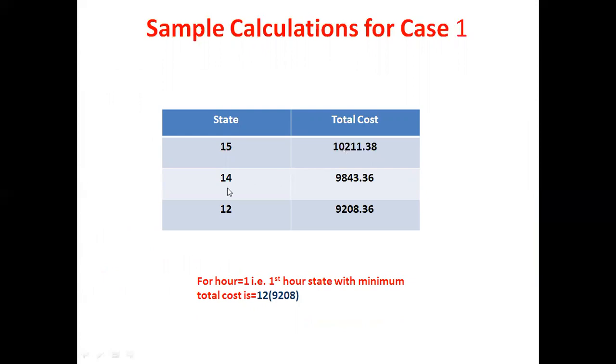So it is clear that for the state 15, the total cost is 10211.38. For state 14, the total cost is 9843.36. And for state 12, the total cost is 9208.36. So for the first hour, the minimum cost will be this one, 9208, and it is given by state 12. So in this way, we have to calculate for each hour up to 8 hours.